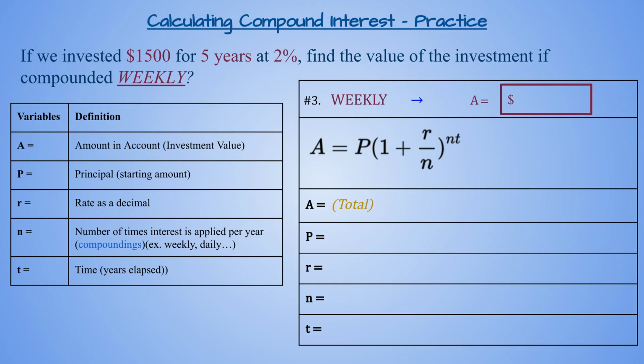Let's try another practice problem. If we invest $1,500 for 5 years at 2%, find the investment value if compounded weekly. Fill in the variables P, R, N, and T, then solve for A. For our final practice, we keep the principal at $1,500 for 5 years and compounded weekly, but increase the interest rate to 4%. Compare the results to the previous weekly scenario to see the impact of a higher rate.